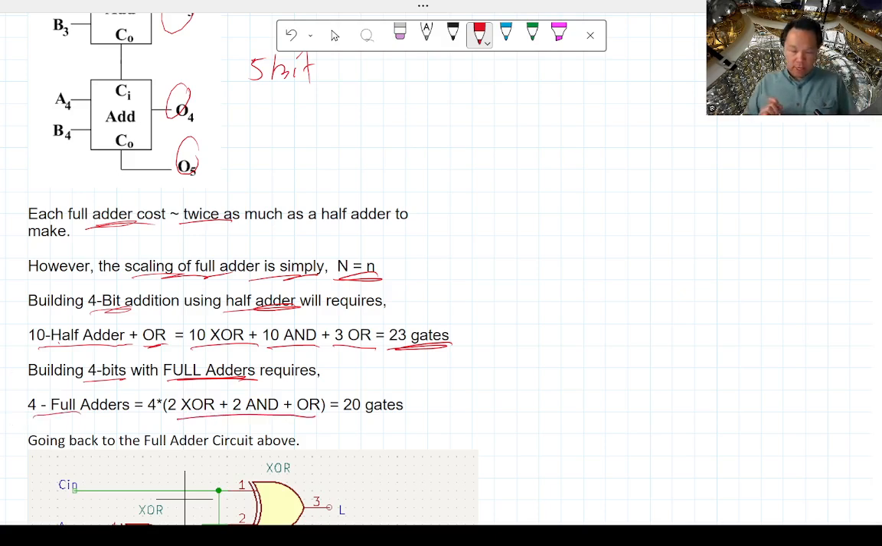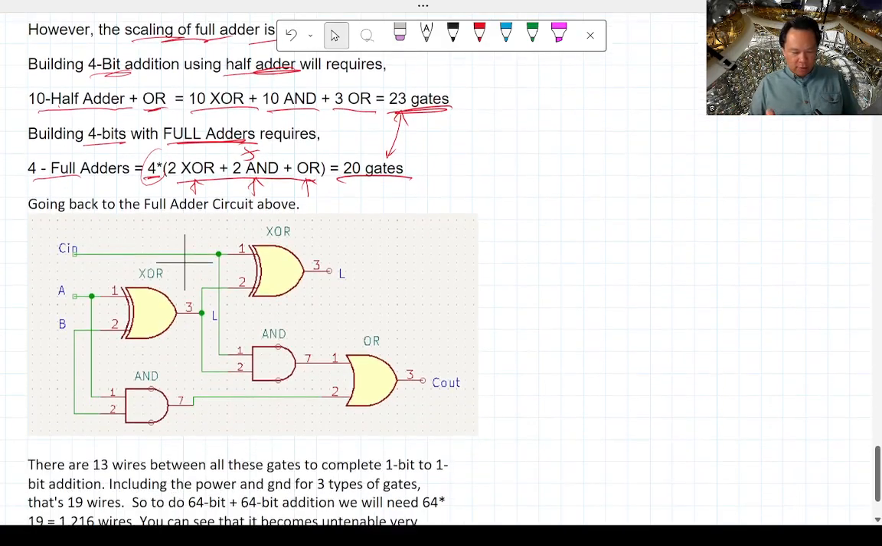If you build an adder out of full adders instead, same number of bits, each adder has more parts in it, right? You need 2 XOR gates, 2 AND gates and 1 OR gate per full adder, but you only need 4 of them because the number of bits equals the number of full adders you need. So 4 times 5, there's 5 gates inside each full adder. That's only 20 gates. You already saved 3 gates by going to 4 bits. So if you want to add anything more than 7 plus 7, the full adder is actually more efficient compared to the half adders.